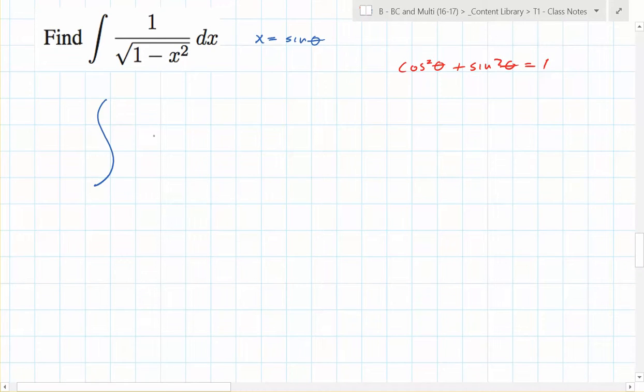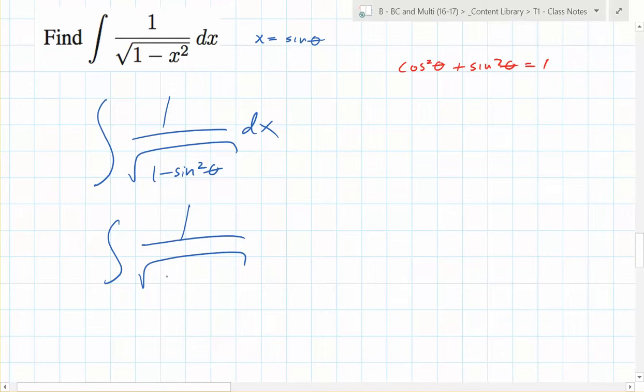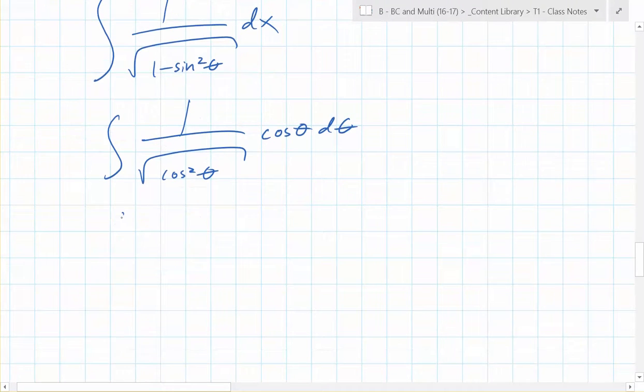If you end up doing that, you end up with 1 over the square root of 1 minus sine squared theta. You still have dx in there. What is 1 minus sine squared? Cosine squared. So you have 1 over the square root of cosine squared theta. But what, oh wait, what's dx going to be? Cosine theta what? Come on, chain rule. Cosine theta what? Not chain rule, but you just had, there you go. So this is cosine theta d theta. What's the square root of cosine squared? Oh, it's just cosine theta over cosine theta d theta.